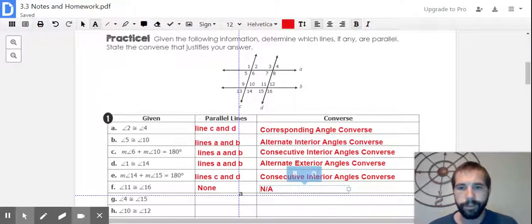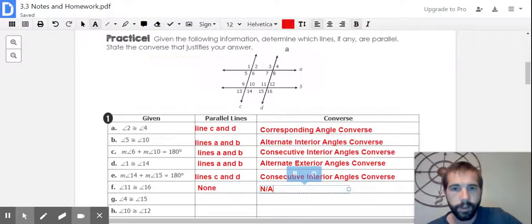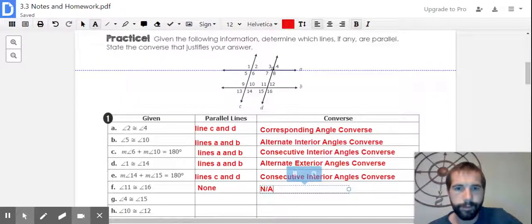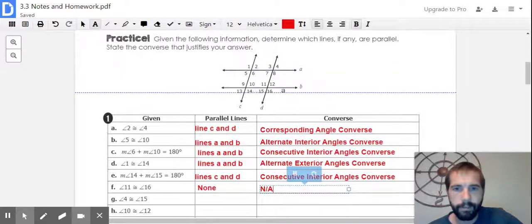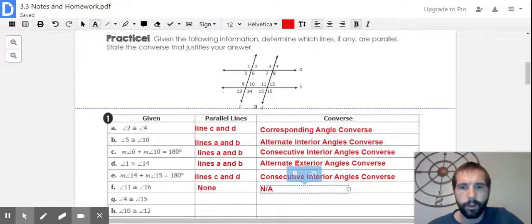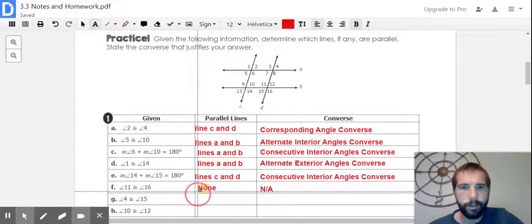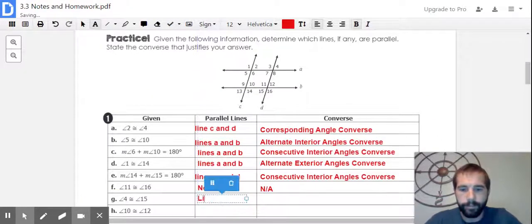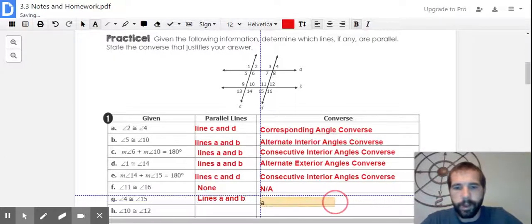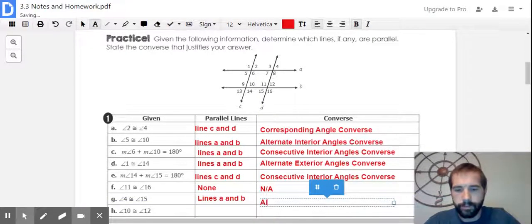All right, how about if 4 and 15 are congruent? So 4 and 15, looks like that's transversal D. 4 is on the outside of line A, and 15 is on the outside of line B. They're on alternate sides of the transversal. That would make lines A and B parallel, and that would be by the alternate exterior angles converse.